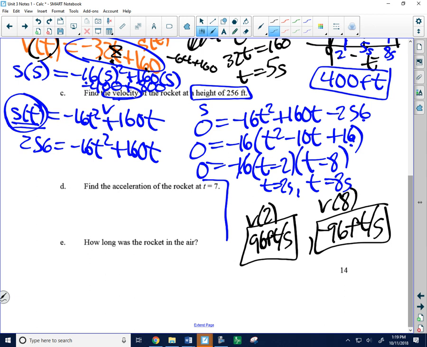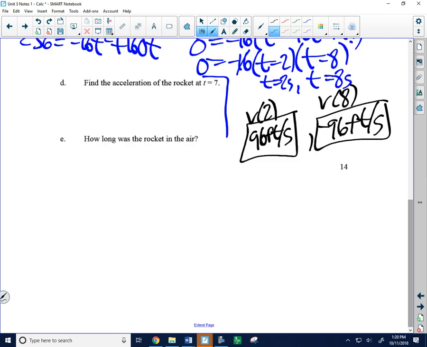Okay. So then, so again, that was another one where you kind of had to, what do we know? Height 256. Kind of got to work backwards a little bit. Use that, find the time that's 256, and then plug in velocity.